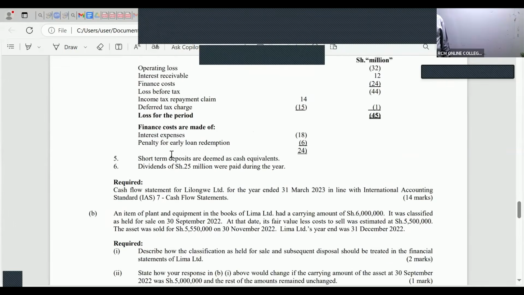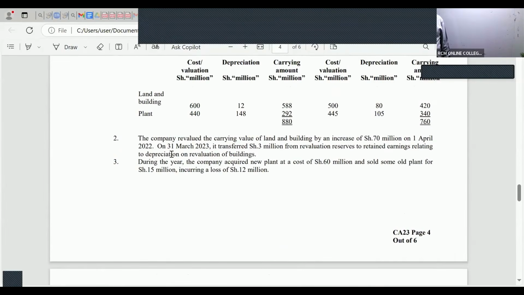So if you look at your note number 3, what have they told us? During the year, the company acquired new plant at 60. Free marks there. So we brought in a new plant. We invested in long term. So in this case here, we write there, new plant acquired. This is an investment. How much? 60. Those are like 2 marks in the brackets because it is money that went away.